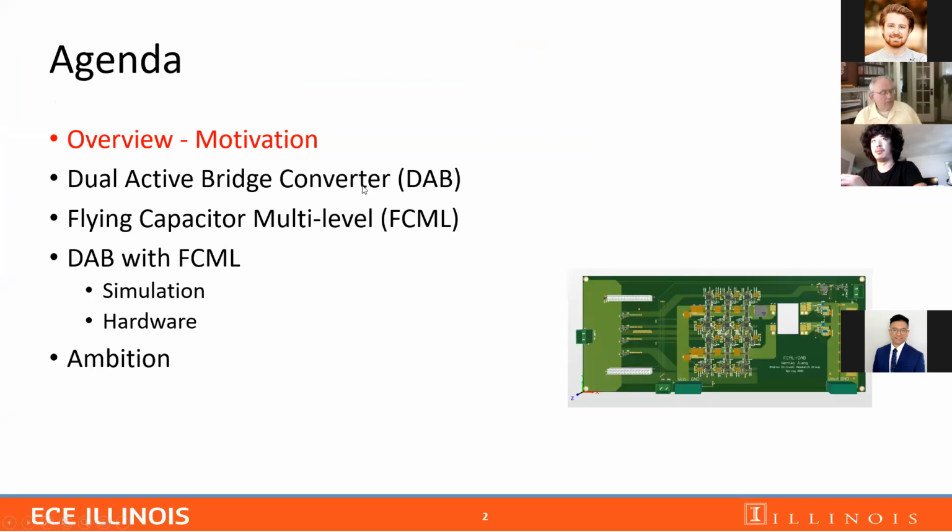Firstly, I will be talking about the motivation for this project. After that, I will be talking about the operation of the DAB converter and FCML converters. Then I will talk about how I combine these two topologies together. I will also be showing the simulation results and hardware results. And finally, I will conclude by talking about the ambition for this project.